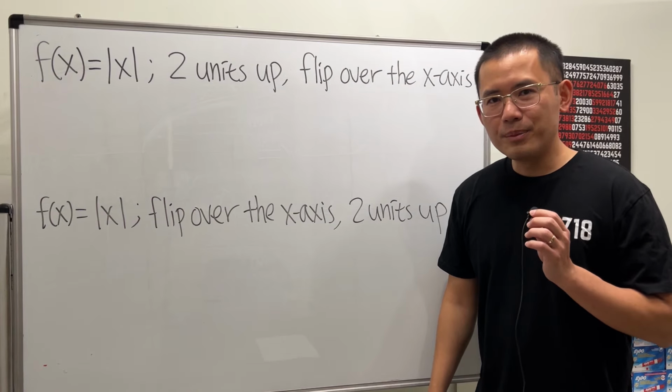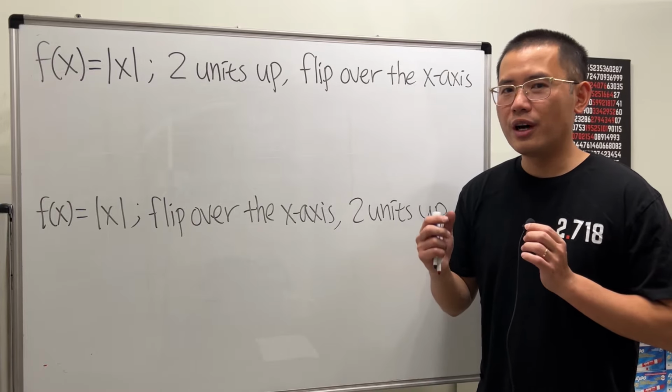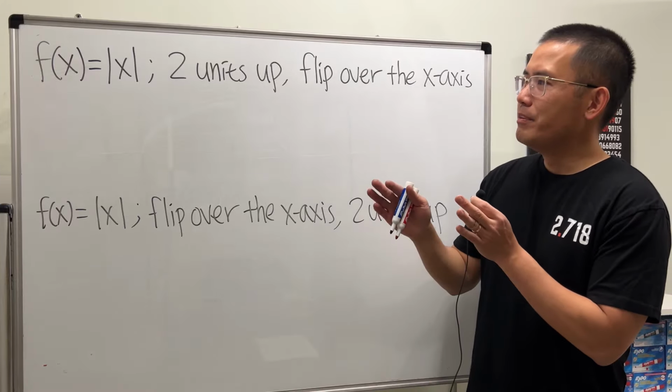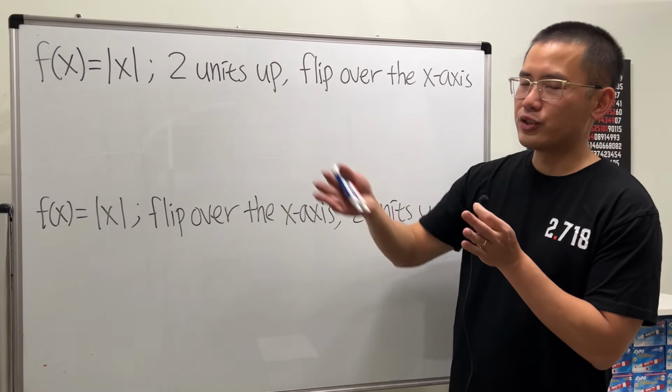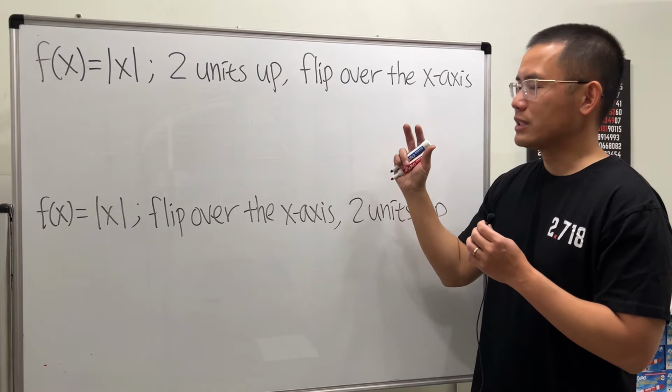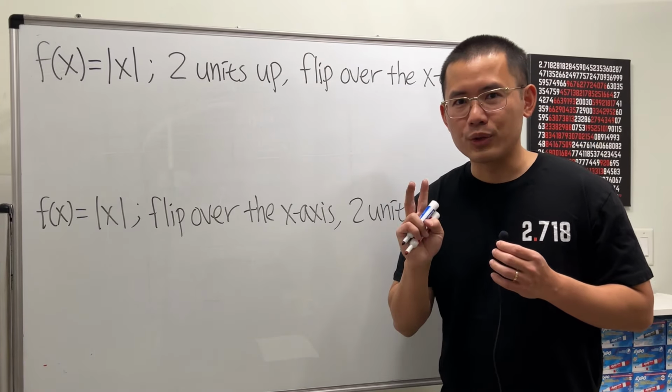In this video, I'm going to show you how to write an equation of a function after a few transformations, meaning that maybe we are going to shift the graph of the original function some units up, down, left, right, and then maybe do some flips. So here are two keys.